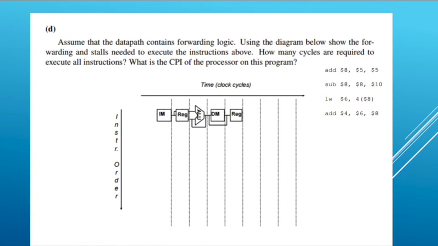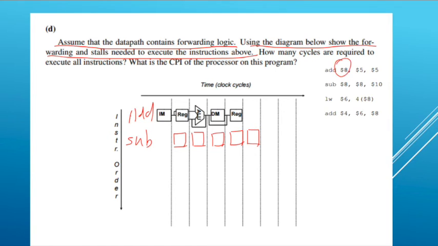Now let's look at the last part of the problem. In this part, we're assuming that the data path contains forwarding logic. And we need to use the diagram below to show the forwarding and stars needed to execute the instructions. So remember, all the dependencies between R-type instructions can be solved by using forwarding logic. And let me show you why that's the case. So we will have add instruction here, and we will have sub instruction. So it will have 5 stages as well.